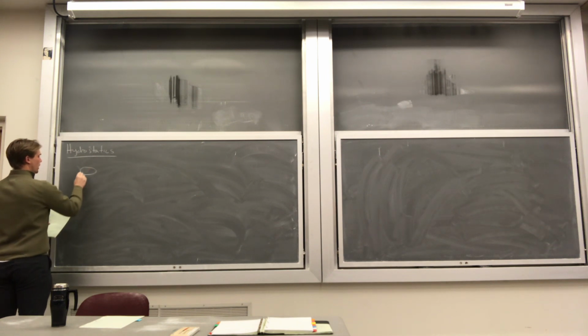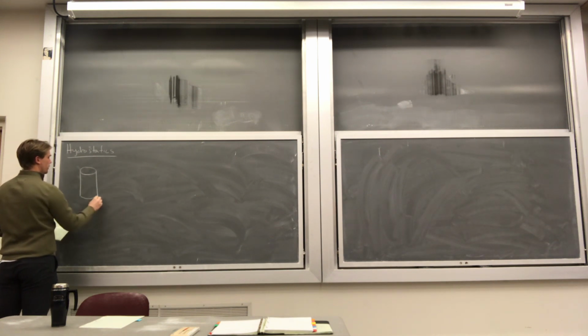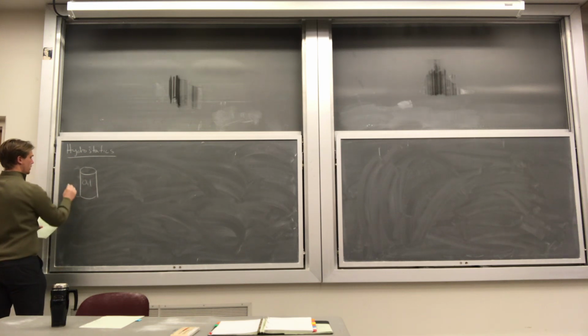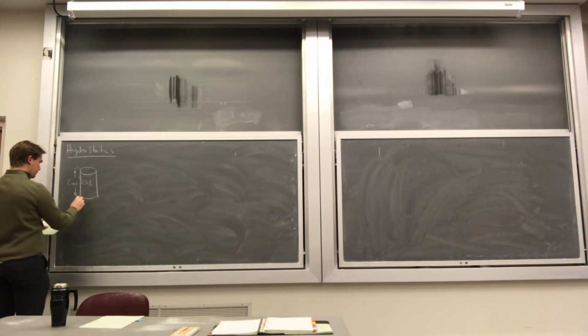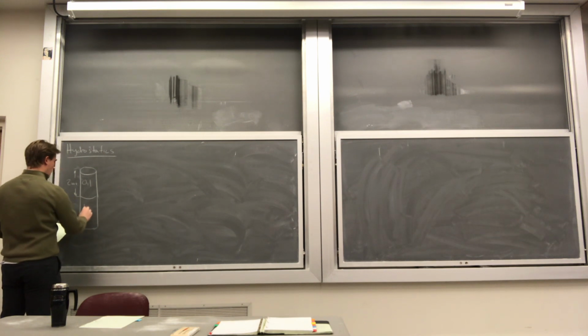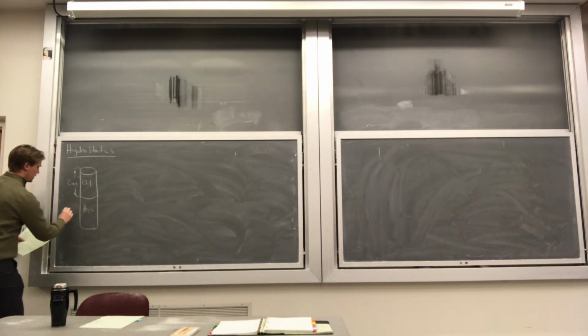So in this problem, we're going to have 2 columns of fluid. This is going to be an oil. It is 2 meters high. Then we have a column of water. It is also 2 meters high.